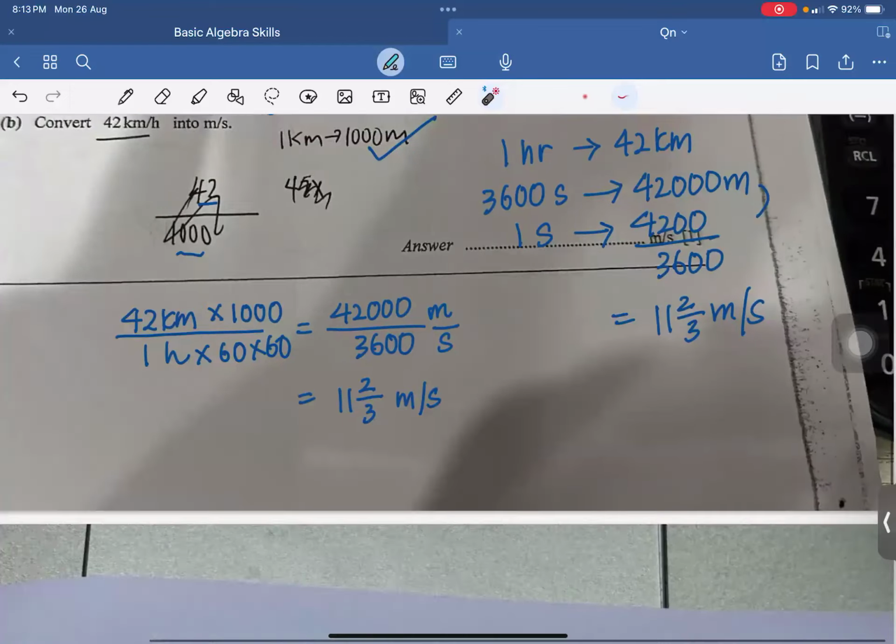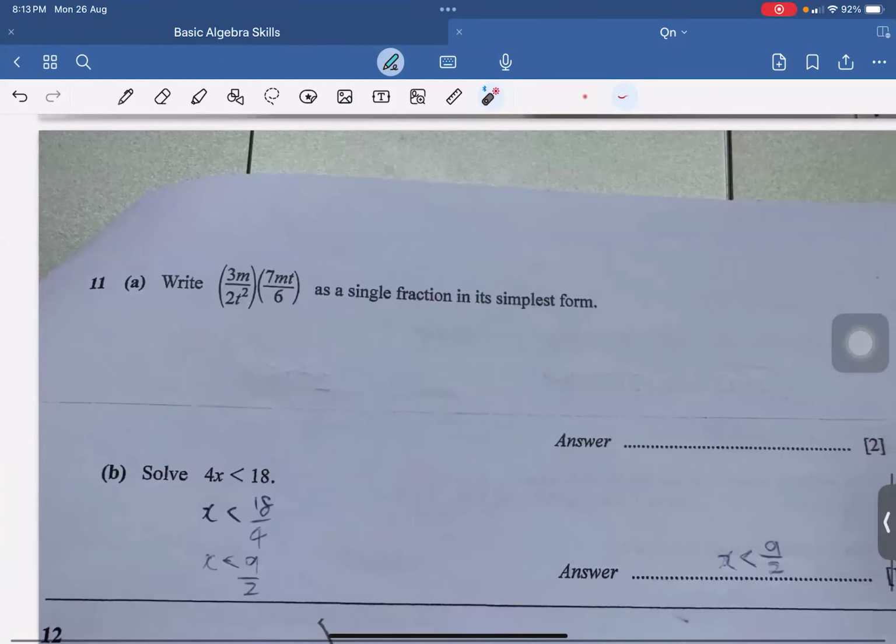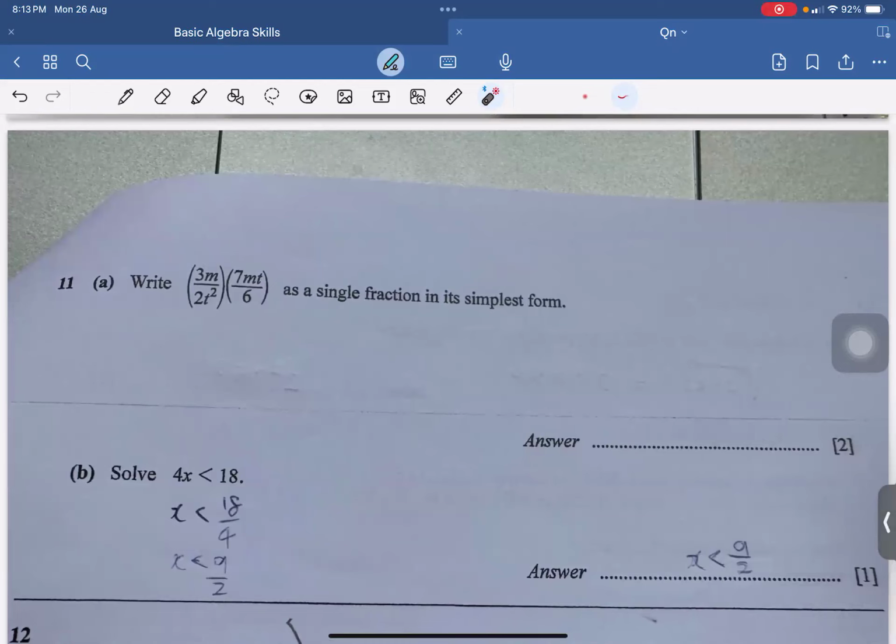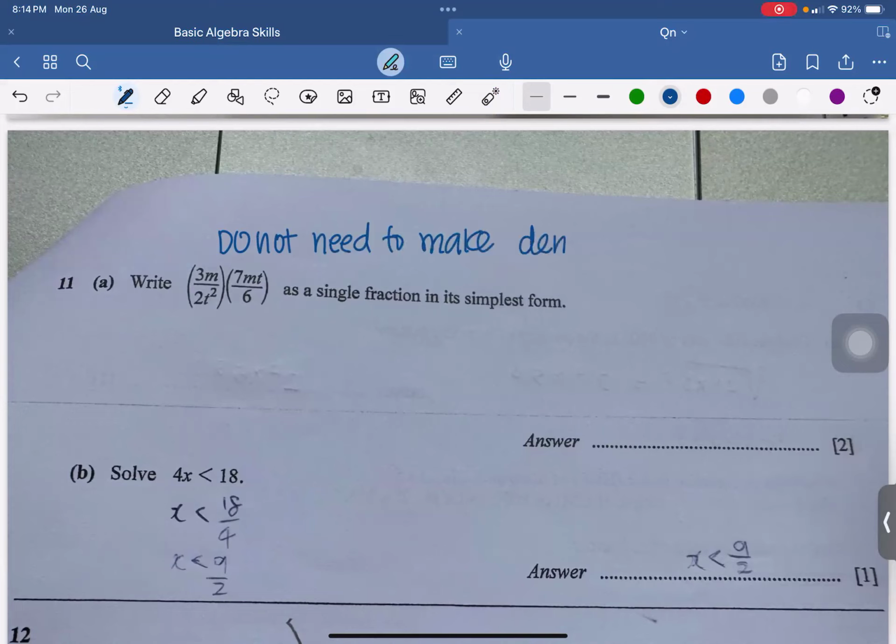Right, next question. This one is sent by Elise. Now, this one actually the bracket means multiplication. So when we have multiplication, we do not need to make the same denominator.